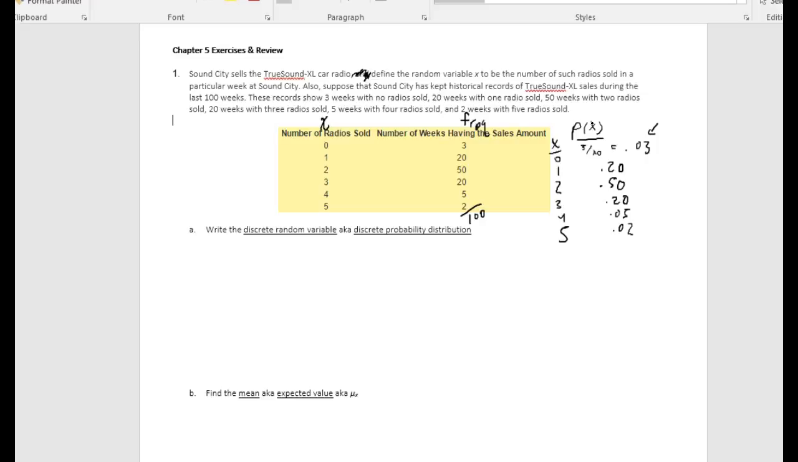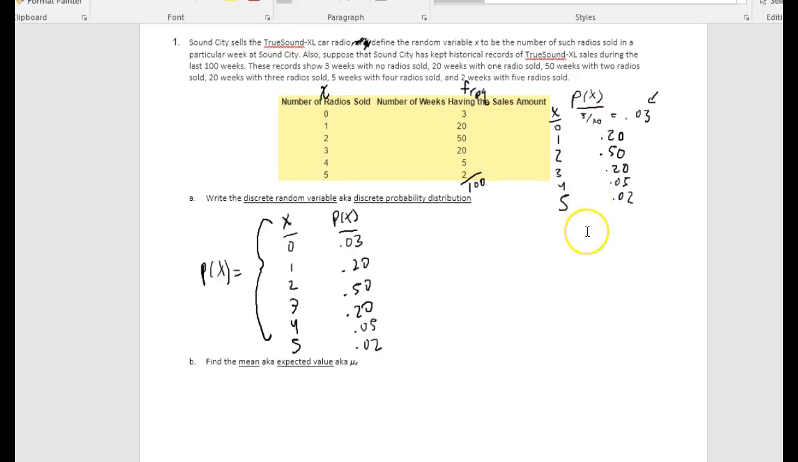So A asks us, go ahead and write the discrete random variable, or the probability distribution. That's just going to be something like this. When you're writing a discrete distribution in the standard form, this is not going to have a specific function associated with it. So we just make a bracket and write what we already did here. So we'll say x can be 0, 1, 2, 3, 4, and 5. And then the probability associated with each is going to be 0.03, 0.20, 0.50, 0.20, 0.05, and 0.02.